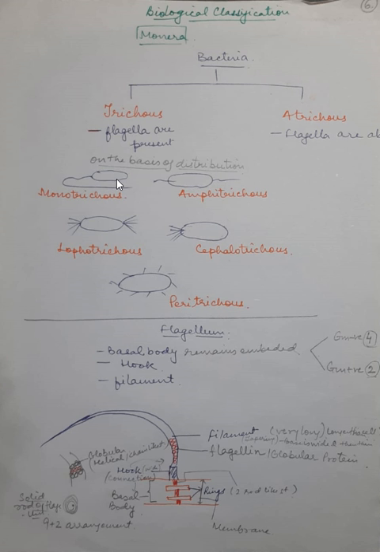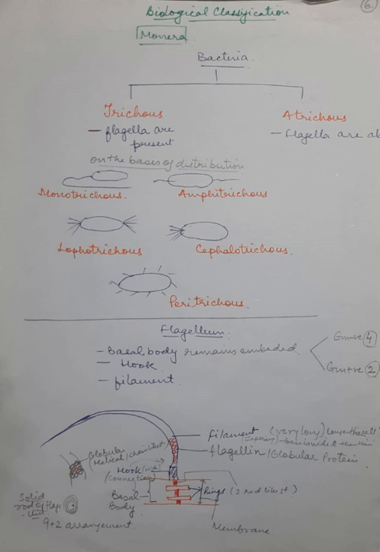The first is when the flagellum is present only on one side, then we call it monotrichous. If a single flagellum is present on both sides, then it is called amphitrichous. If many flagella are present on one side, then we call it cephalotrichous. If there are clusters of flagella found at both the ends, then we call it lophotrichous. Then, if the flagella are present all around, it is called peritrichous.